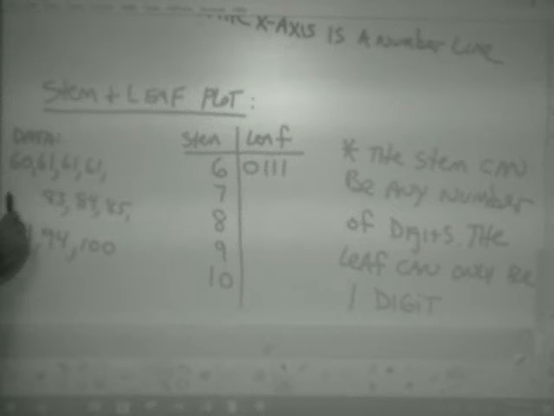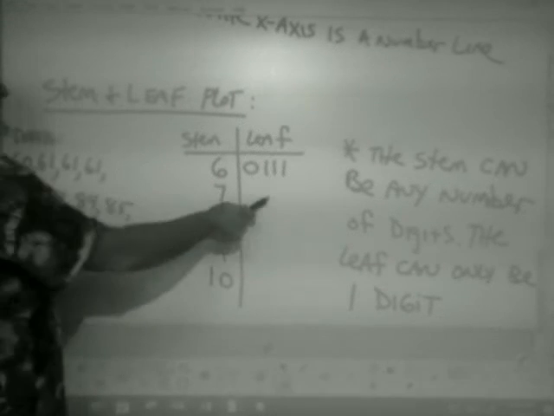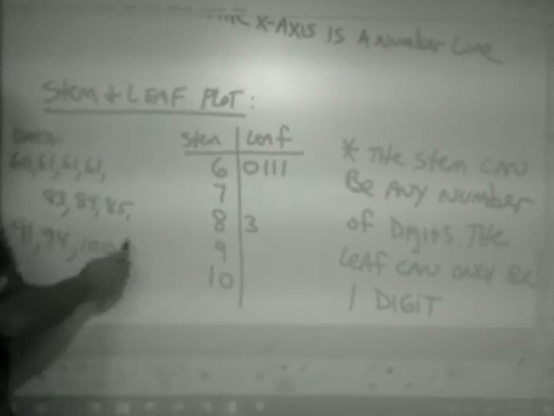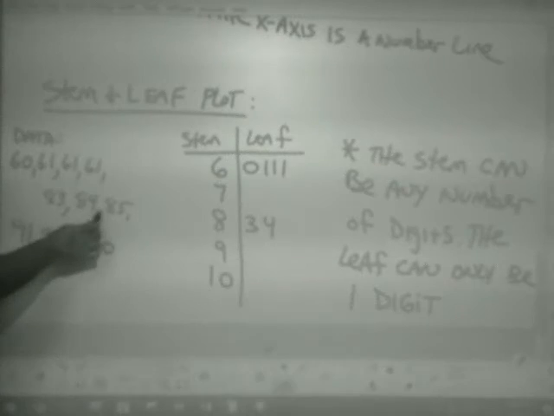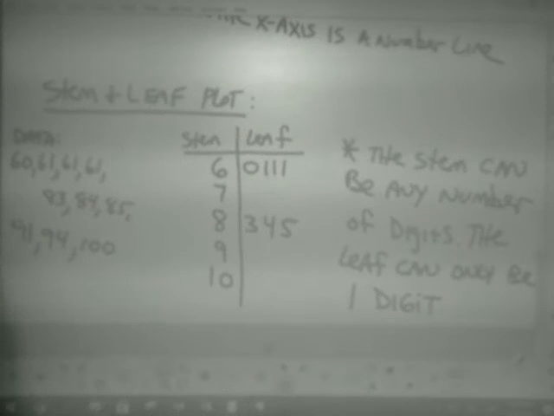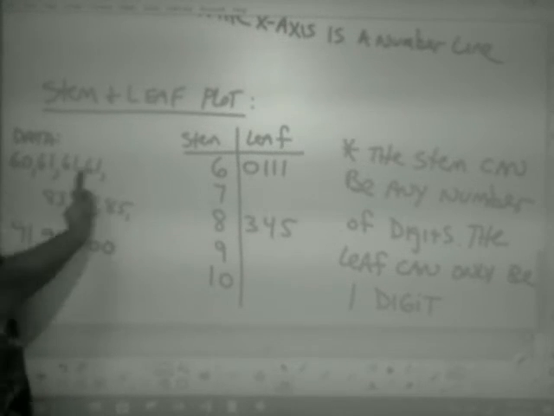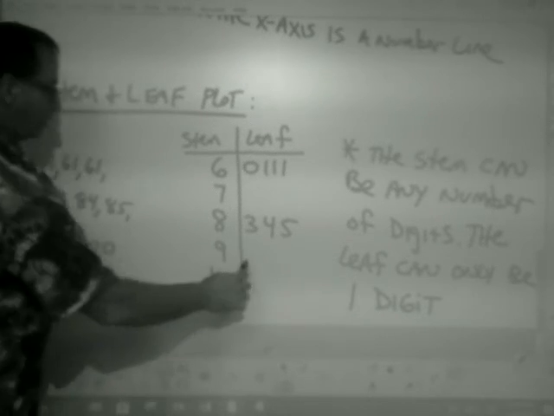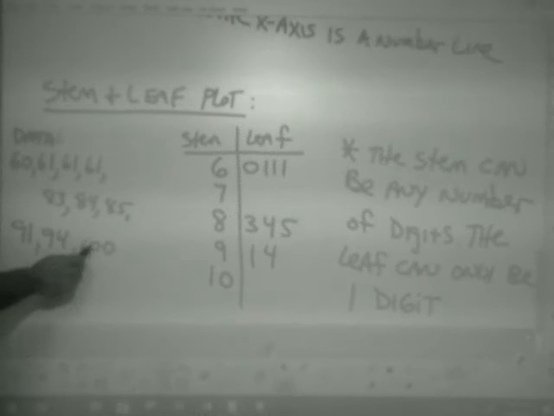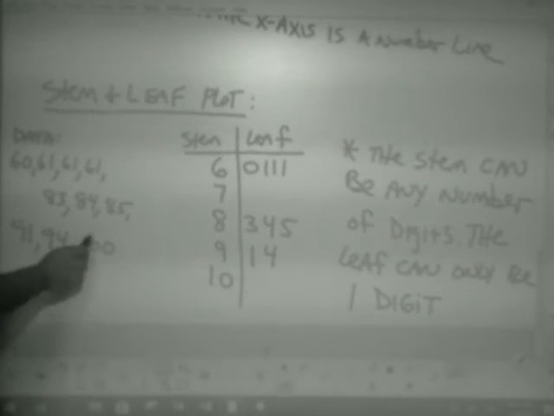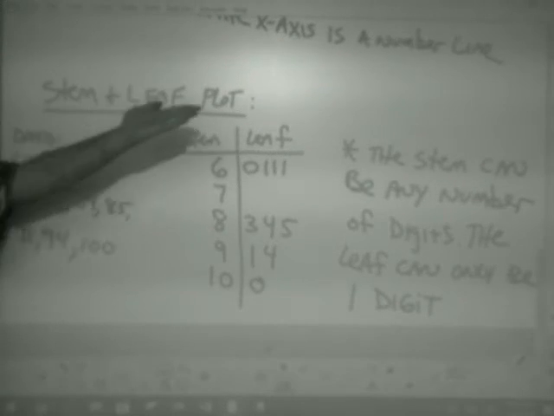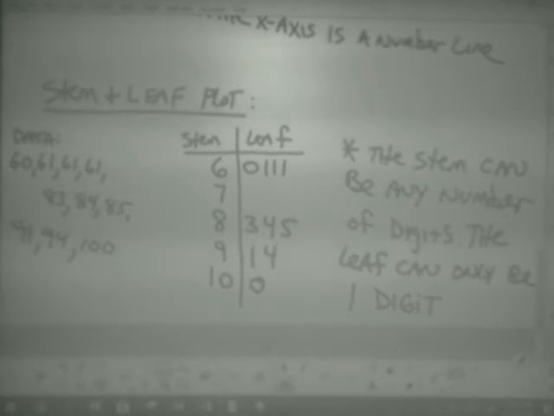70s. Are there any 70s? No. No 70s. So that just stays blank. I have an 83, an 84, an 85. Now, these numbers do not have to go in order. You can put them in order if you like, but I just say put them as you see them. 91, 94, and 100. The tens place has a 10 in it, and then a 0, so that would be the number 100. And that is a stem and leaf of this data set.